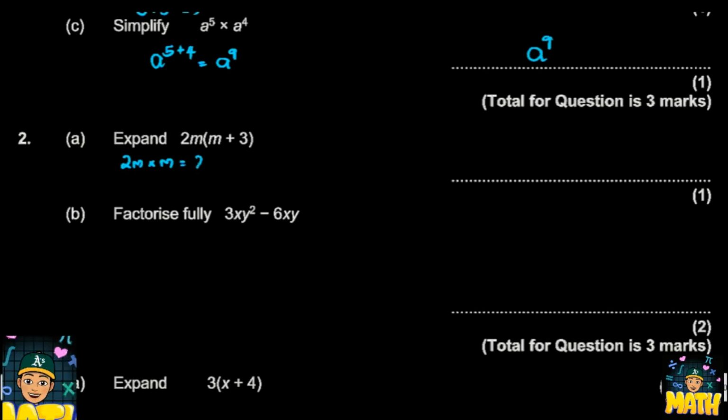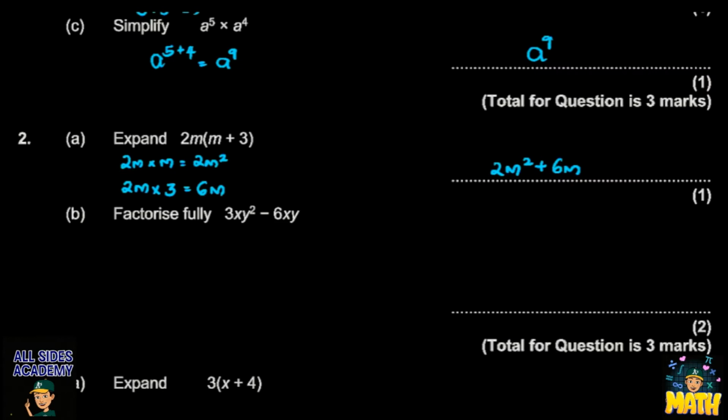Here we have expand. So expand means we are multiplying the number outside the bracket with everything that is inside the bracket. So 2m times m gives us 2m squared, and then 2m times the 3 gives us 6m. So put together we'll have 2m squared plus 6m.